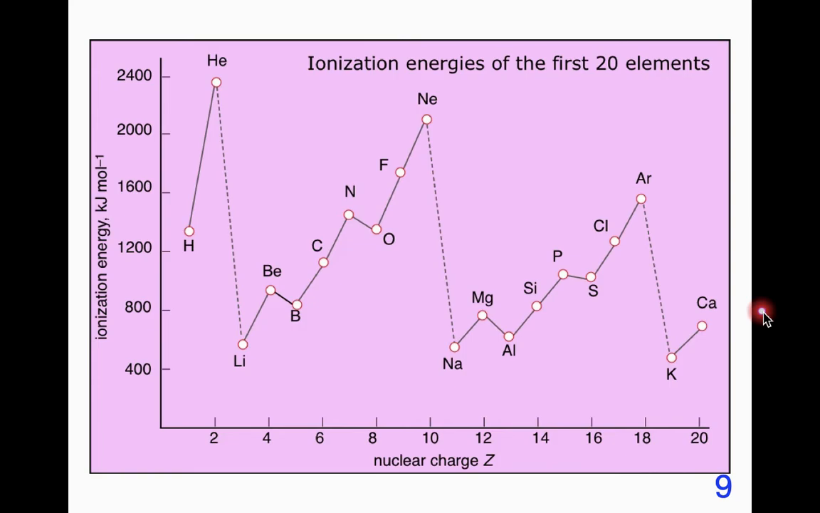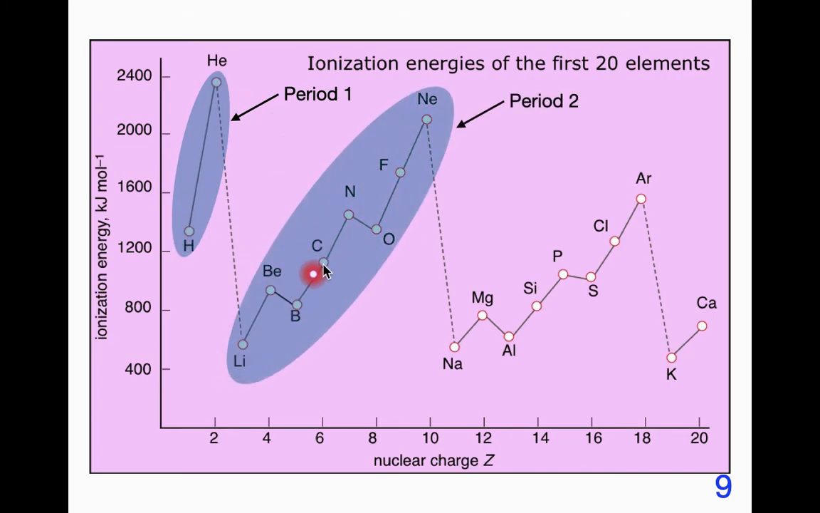Okay, now you don't need to copy this down. I just thought you might find it interesting. This is a chart of the ionization energies for individual periods. So this would be the first period, hydrogen to helium. This would be the second period, lithium all the way to neon. Third period, sodium all the way to argon. And fourth period.